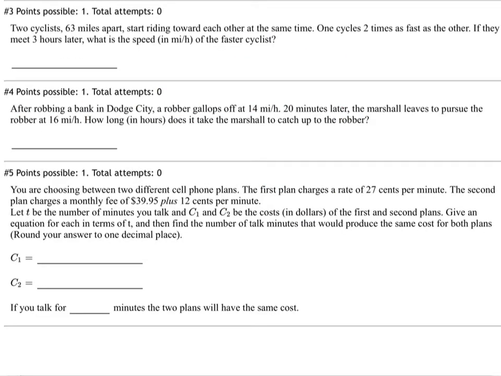Here's another cyclist problem. 2 cyclists, 63 miles apart, start running towards each other at the same time. One cyclist is 2 times as fast as the other. They meet 3 hours later. What is the speed of the faster cyclist? Can you do that one? Super. I got 7 for the slowest and 14 for the fastest.